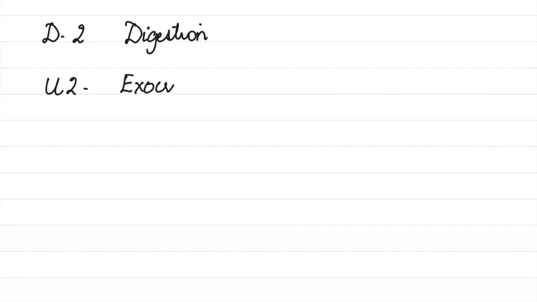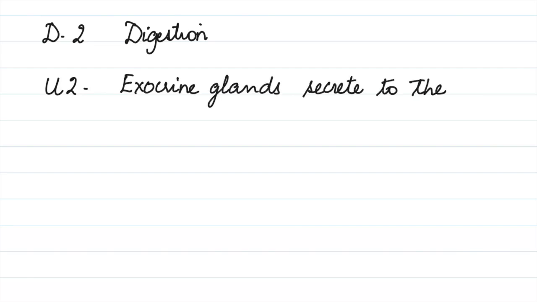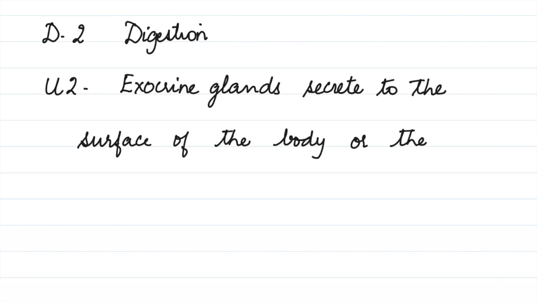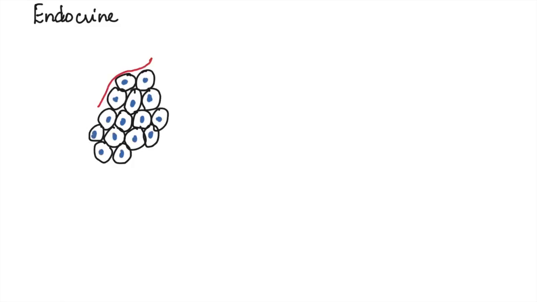In this video, I'm going to talk about digestion, understanding how exocrine glands secrete to the surface of the body or the lumen of the gut. So let us first see what is the difference between an endocrine and an exocrine gland.